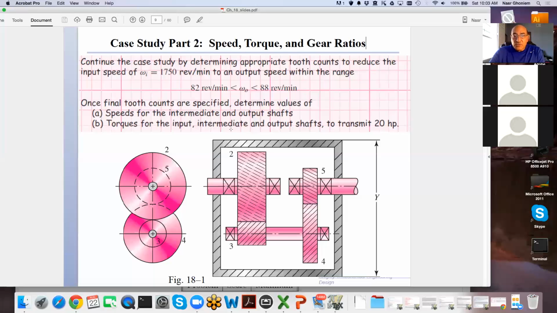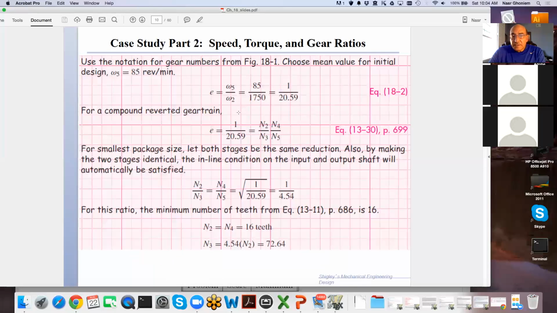So if I just walk you through that, if I look here, the reduction ratio is 1/20. So we need to reduce it by a factor of 20. And therefore, if it is reduced, it's a reduction process.